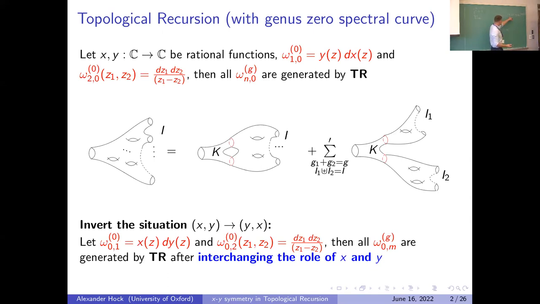It's not a sphere because there's still one boundary here, still some variable. So the sphere has one boundary. I forgot to say that these omegas are differential forms, multilinear differential forms, and they are generated by topological recursion with this formula.